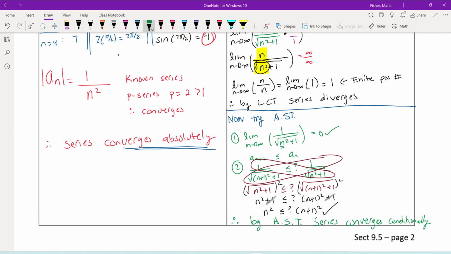And the reason it converges conditionally is that the only reason it converges is because it's alternating. If it wasn't alternating, it would diverge.